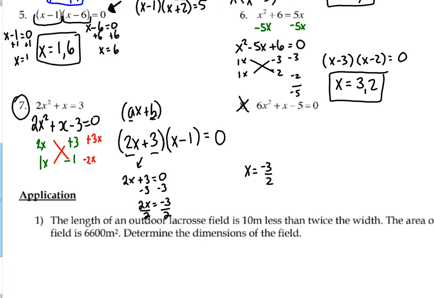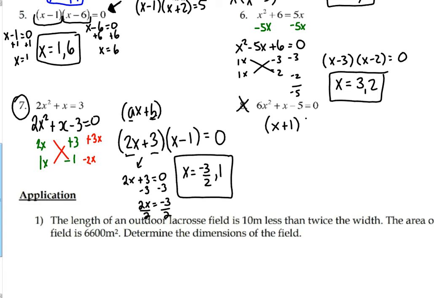So the last one, I'm just going to tell you what it factors to, and you tell me what the solutions are. Oh, what's the other one? Sorry, forgot the other guy. That one's easy. Okay. So this factors to x plus 1 times 6x minus 5. What are the solutions for x?